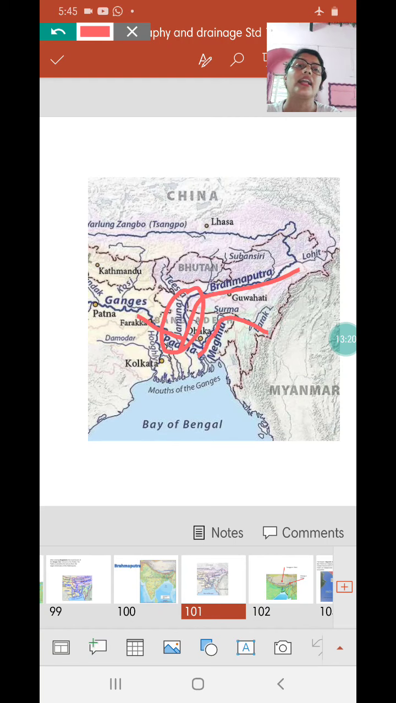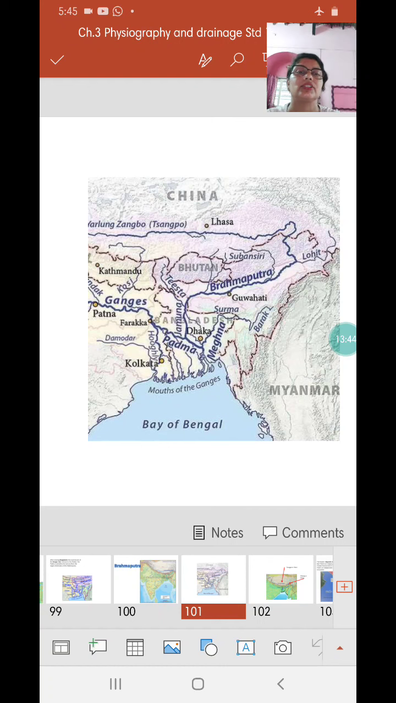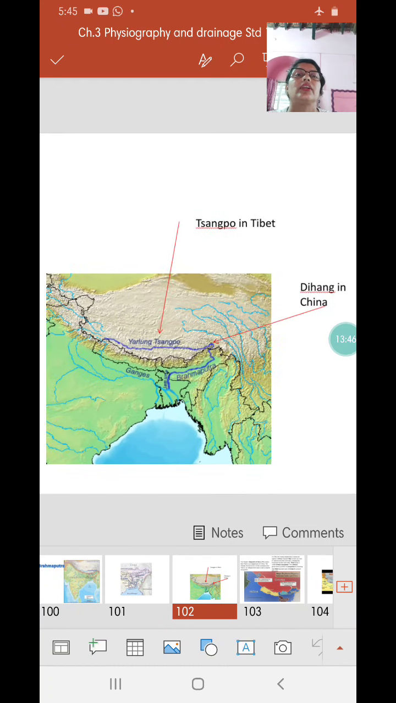Now Meghna is independent of the Brahmaputra or Ganga river system. It originates in the eastern Himalayas over here and enters Bangladesh, and all the three now, that is the Padma, the Jamuna and the Meghna, together flow into the Bay of Bengal, forming the world's largest delta, called the Sundarbans. So here you get the picture.